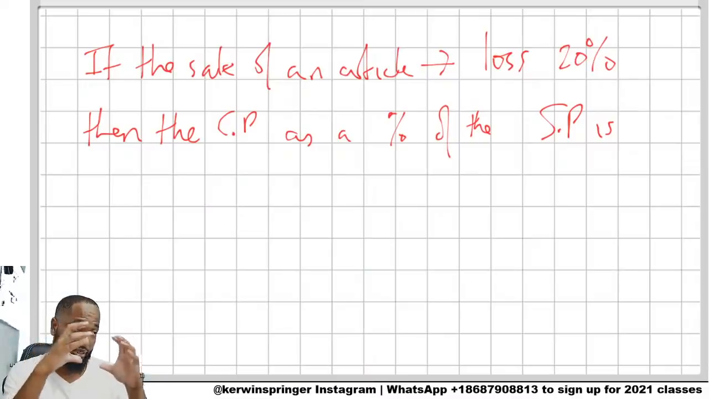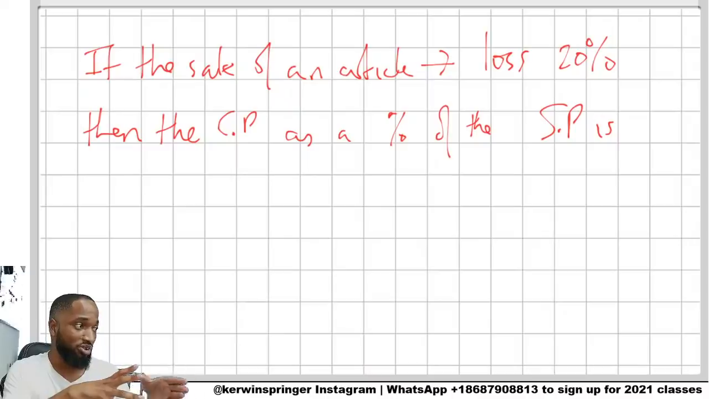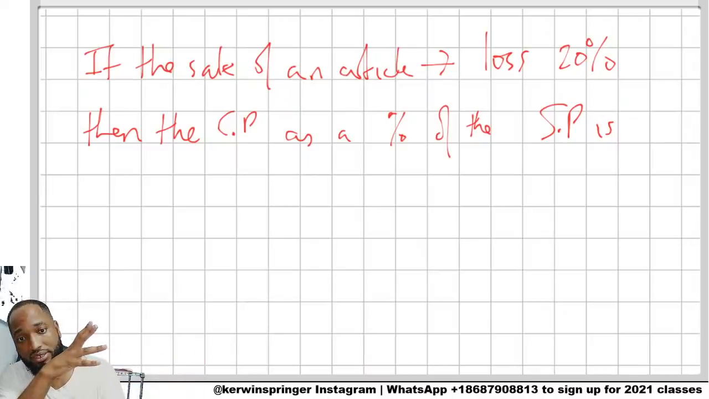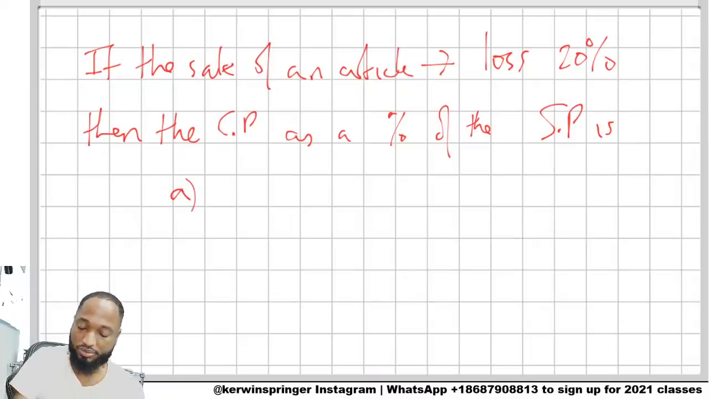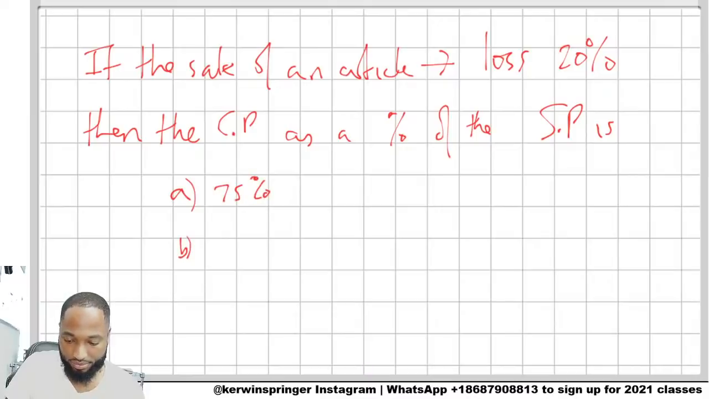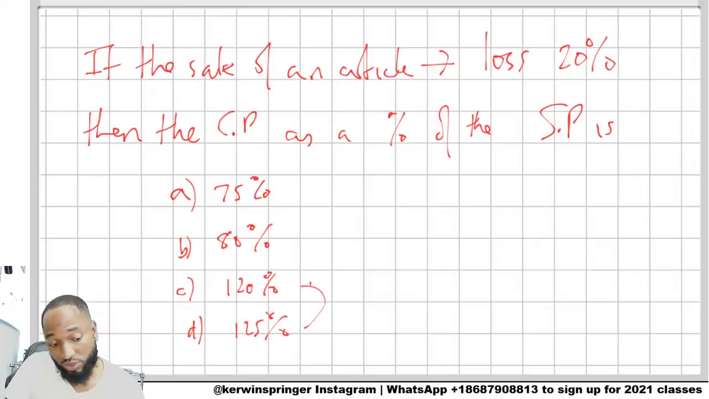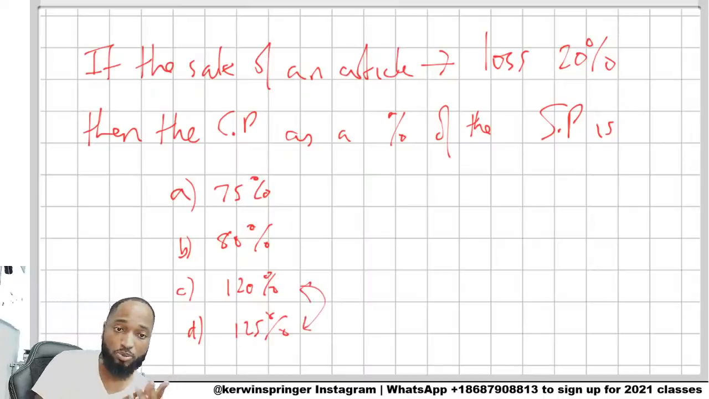You're 100% for it, and you lost 20%. So the cost price as a percentage of the selling price has to be bigger, because you sell it for less. So this is like 75%, this is like 80%, so those two answers are out. This is 120%, this is 125%. Now which one of these two is the answer? The cost price must be bigger.